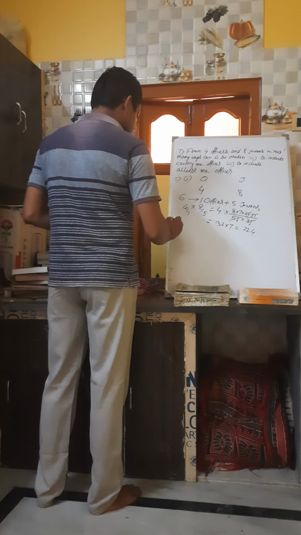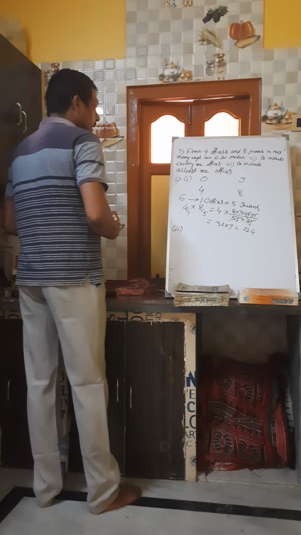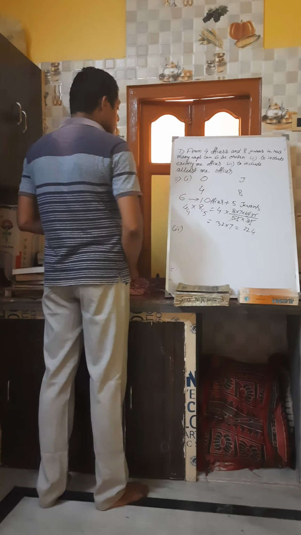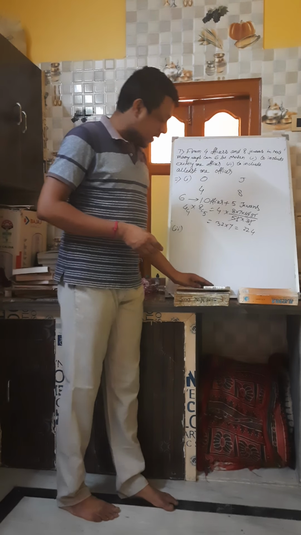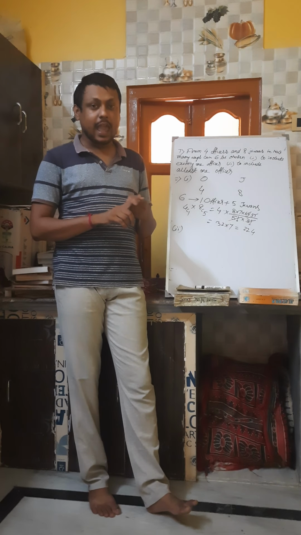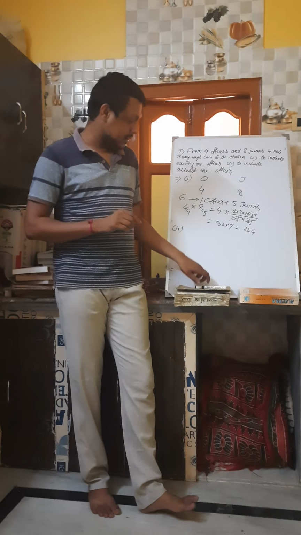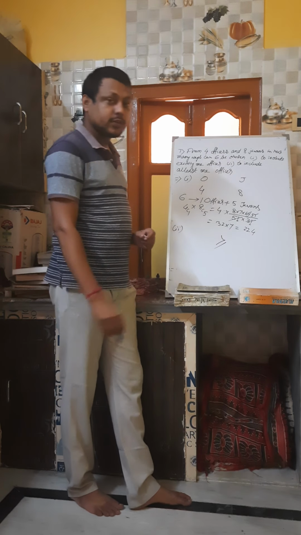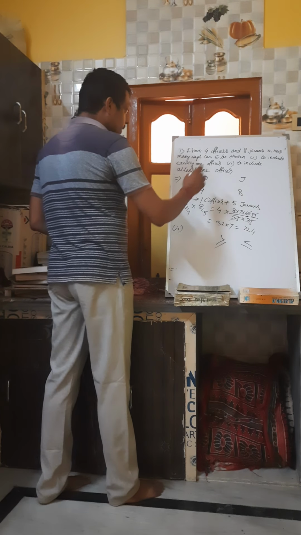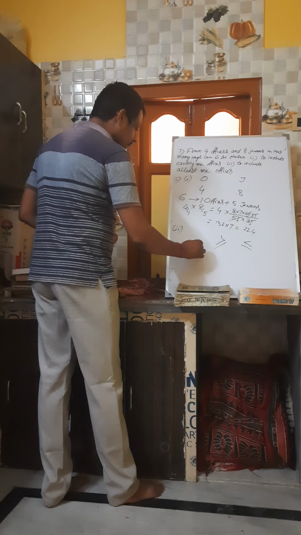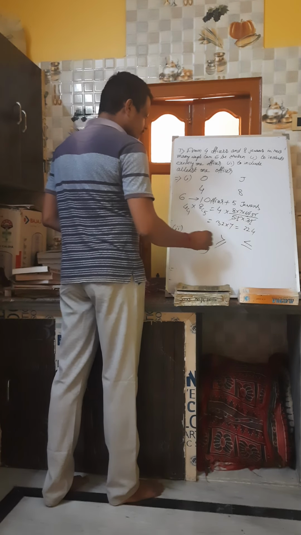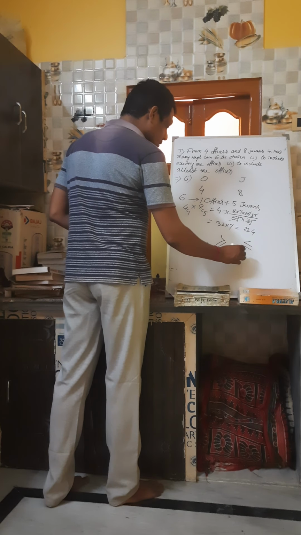Now move to the second part. That means the committee includes at least 1 officer. Now there is a very conceptual thing. One is at least and one is at most. At least always means greater than or equal to. At most means less than or equal to. At least means the number of officers must be greater than or equal to 1. At most, the number of officers must be less than or equal to 1.